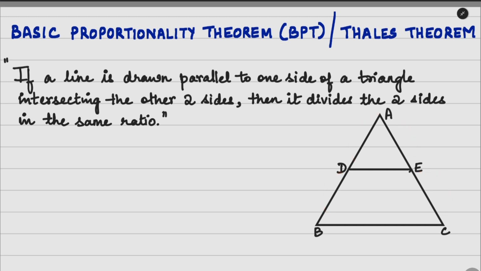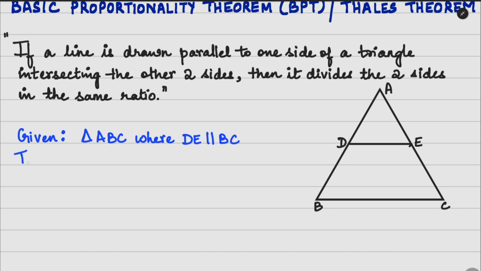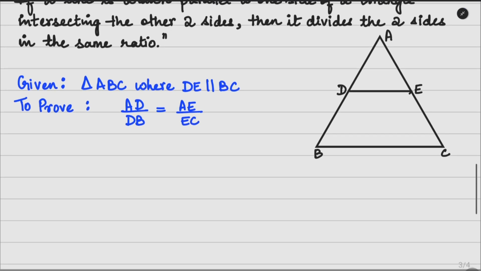So let us write what is given, what we have to prove, and there is a small construction as well. The very first thing is writing what is given. Given is triangle ABC where DE is parallel to BC, and to prove, the ratio AD by DB is equal to AE by EC.